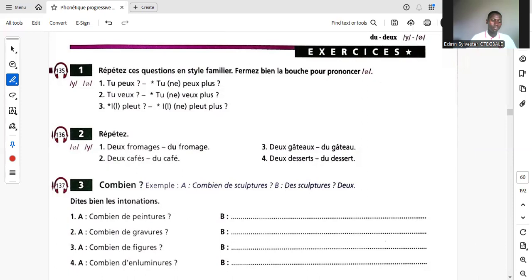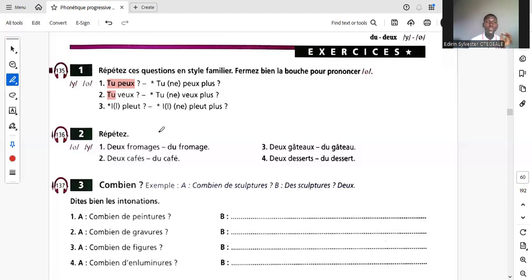Leçon 17. Du, de. Exercice 1. 1. Tu peux? Tu peux plus? 2. Tu veux? Tu veux plus?